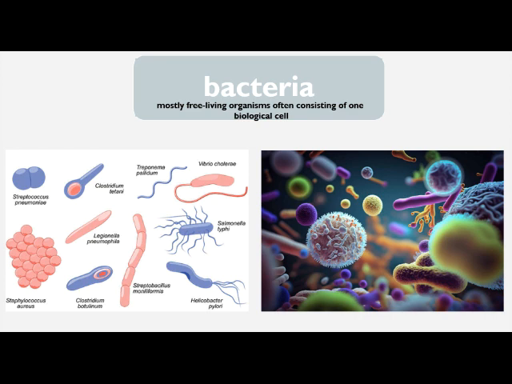Bacteria are mostly free-living organisms, often consisting of one biological cell. So humans are made up of about 30 trillion cells. Bacteria is made up of only one. Here are some illustrations of some bacteria and their common shapes. Here is an enhanced image that was zoomed in with a microscope to show what bacteria can look like when it is magnified. And a lot of times when we think of bacteria, we think of bad things, things that can make us sick. And a lot of bacteria can do that, but some bacteria is very good. We actually need some types of bacteria.